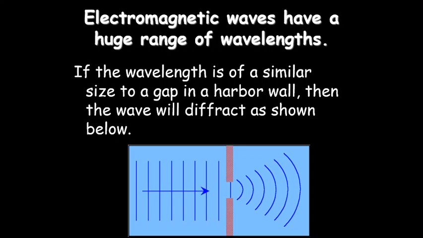Electromagnetic waves have a huge range of wavelengths. If the wavelength is of a similar size to a gap in a harbor wall, then the wave will diffract as shown. So right now I will play a video to show you. This is really hard for you guys to visualize, but in the video it's going to show you with water, okay? Because that's the perfect way of showing how energy is moving.